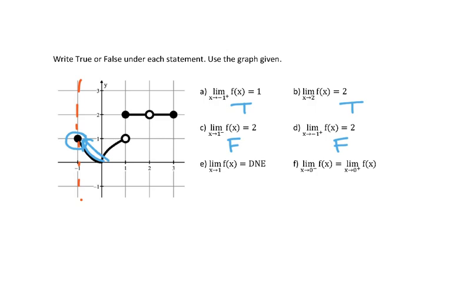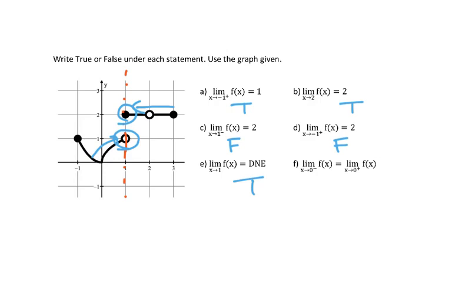Part E, the limit of f of x as x approaches 1. Again, there's no plus or minus there, so what's happening as you approach 1 overall? I'm looking at this right here. From the left side, it looks like it's approaching a y value of 1, but from the right side, it looks like it's approaching a y value of 2. Notice those do not equal each other. So because it's not approaching the same y value, we say that the limit does not exist. So this is a true statement.